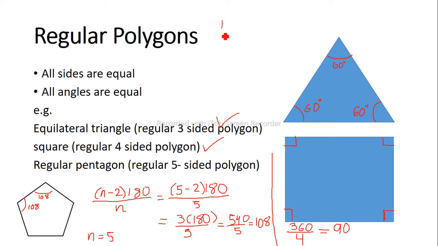Okay, so this is 180 divided by 3. That's what gives us the 60. And then it's 360 divided by the 4 that gives us the 90. And the 540 divided by the 5 gives us the 108. So my apologies there. So 108.